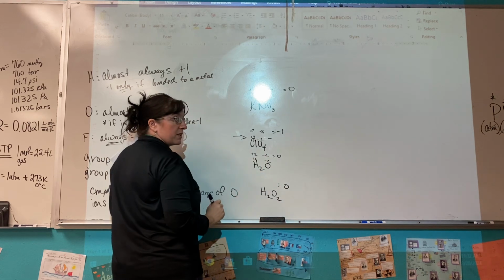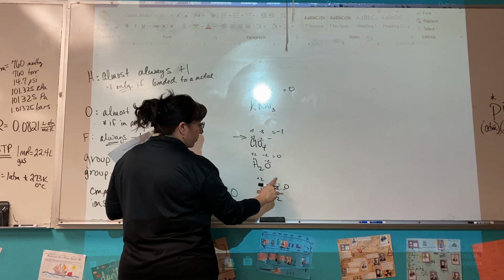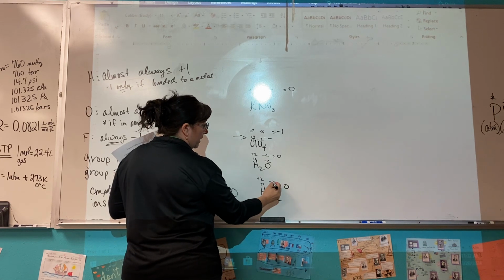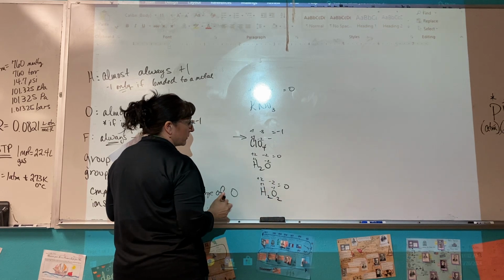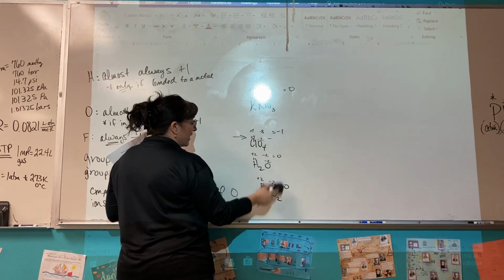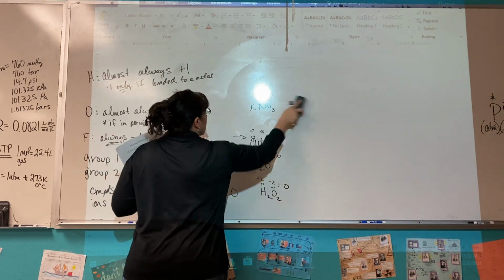But let's look at this one. This is hydrogen peroxide. And so +1, so +2. What would this have to equal to? -2, so what would this oxygen be? -1. Good. So if I notice, I've got different oxidation numbers for each one of those oxygens.